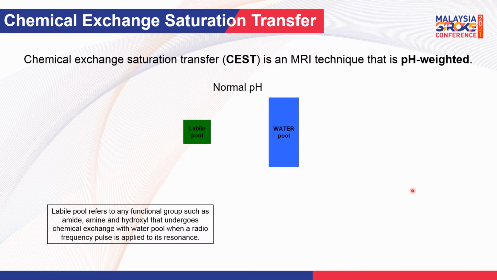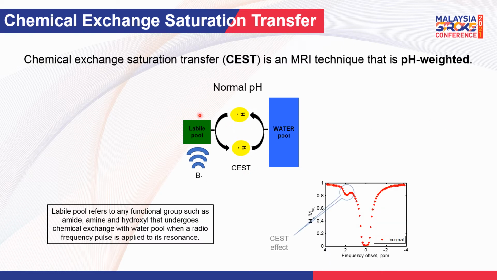So basically, inside the MRI scanner, we apply a radio frequency pulse at the resonance frequency of the labile pool, and this causes the protons of the labile pool to become saturated. And then through a chemical exchange saturation transfer phenomenon happening between labile and water pool, this saturation is then transferred over to water, such that when we measure the signal coming from the water pool here, we observe this dip in the spectrum here that is due to this CEST effect.